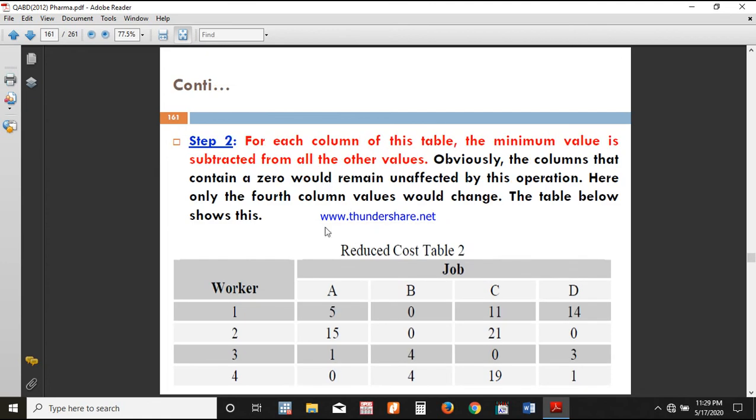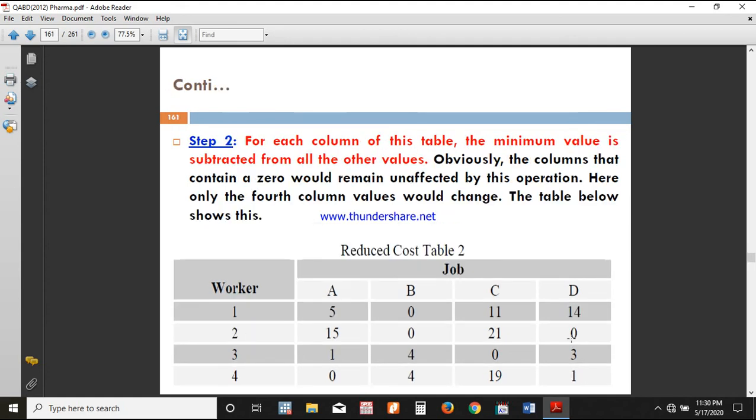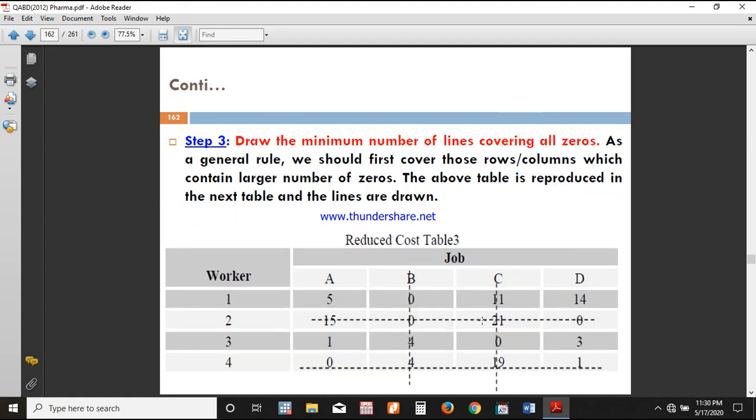Then you can also find the smallest element in each column. Here there is at least 1 zero in each column except column D. Therefore you can take the smallest value from the fourth column, that is 13, and deduct it, and the values will become as shown here. Therefore there is at least 1 zero in each row and 1 zero in each column.